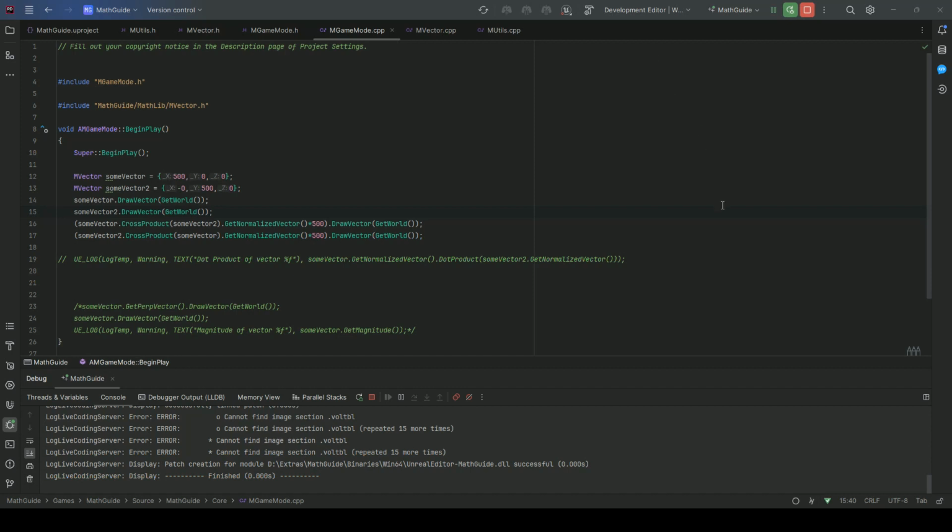Hi all, welcome to today's tutorial. Today we will see how we can rotate a vector. Rotating a vector is quite important. Let's imagine you are pointing in this direction and there is one enemy, and you do the location.